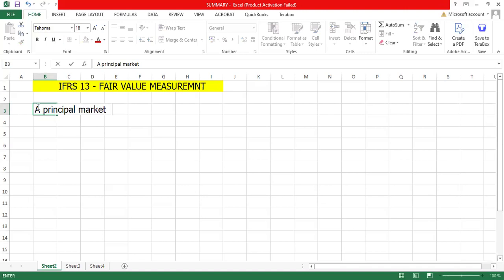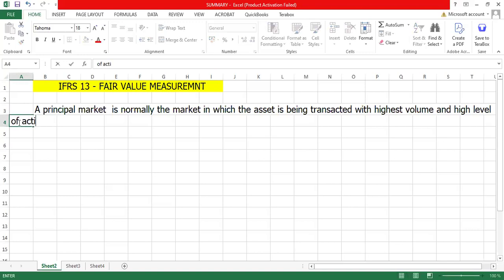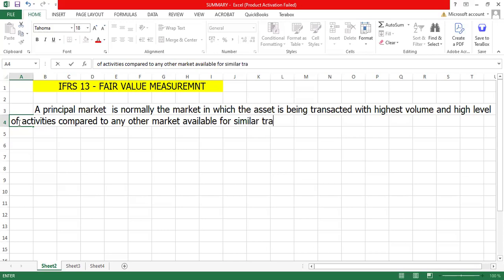Principal market is normally the market in which the asset is being transacted with the highest volume and the high level of activity compared to any other market available for the similar transaction. So that's how you will know the principal market.